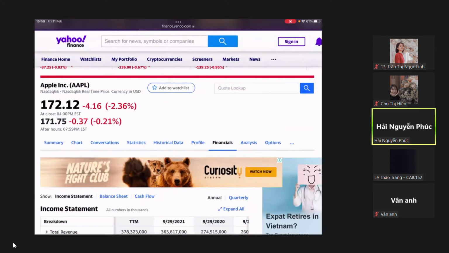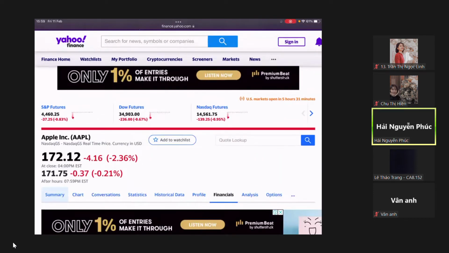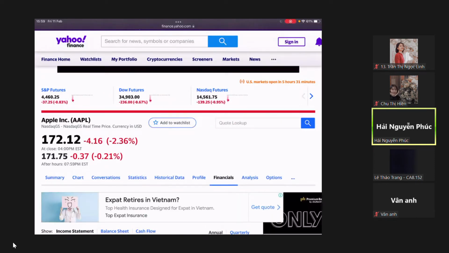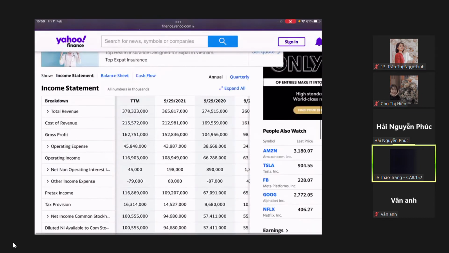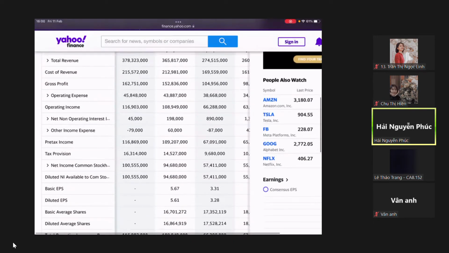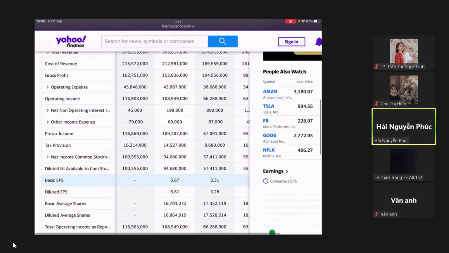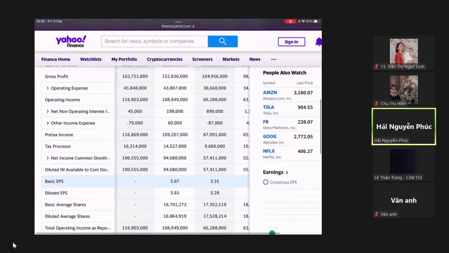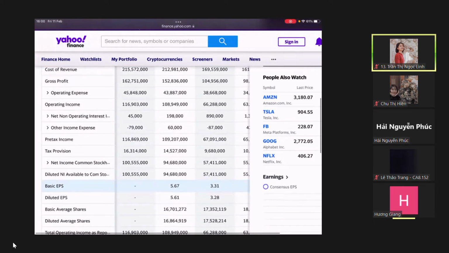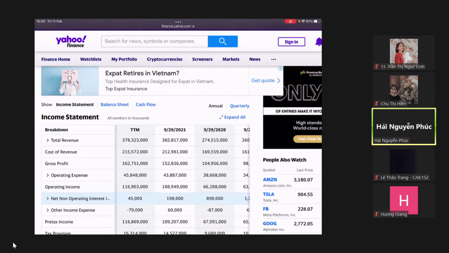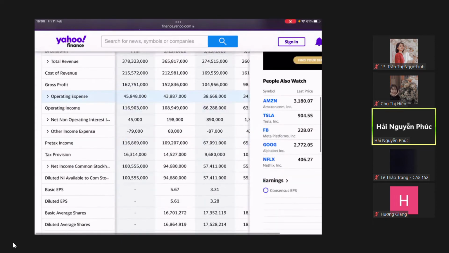Let's take a look at an example. Here we have the stock of Apple. Here's the price, $172. And if I look at the financial information for the Apple company, here's the EPS. Can you see the EPS? Yes, you can see 5.67. 5.67 is the EPS of Apple stock for the year of 2021, last year.